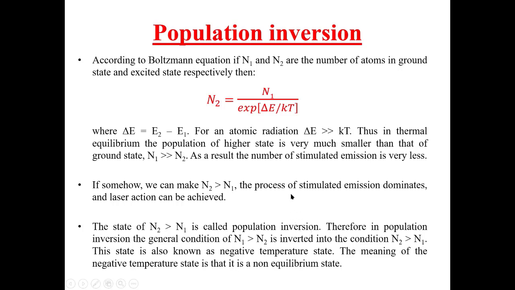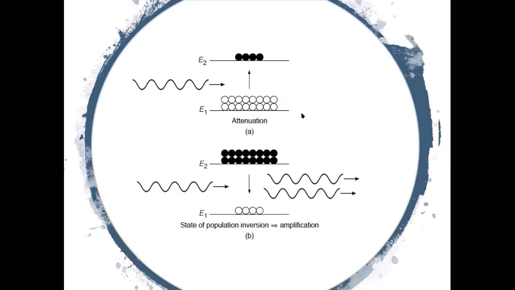Therefore, in population inversion, the general condition of N1 greater than N2 is inverted into the condition N2 greater than N1. So in normal conditions, the number of electrons in the ground state is more than the number of electrons in the excited state. When the system encounters an external photon of suitable energy, this photon is absorbed by an electron and that electron makes a transition to a higher energy state. And when the number of electrons in excited states is sufficiently large, then the incident photon stimulates the emission of phase coherent photons.